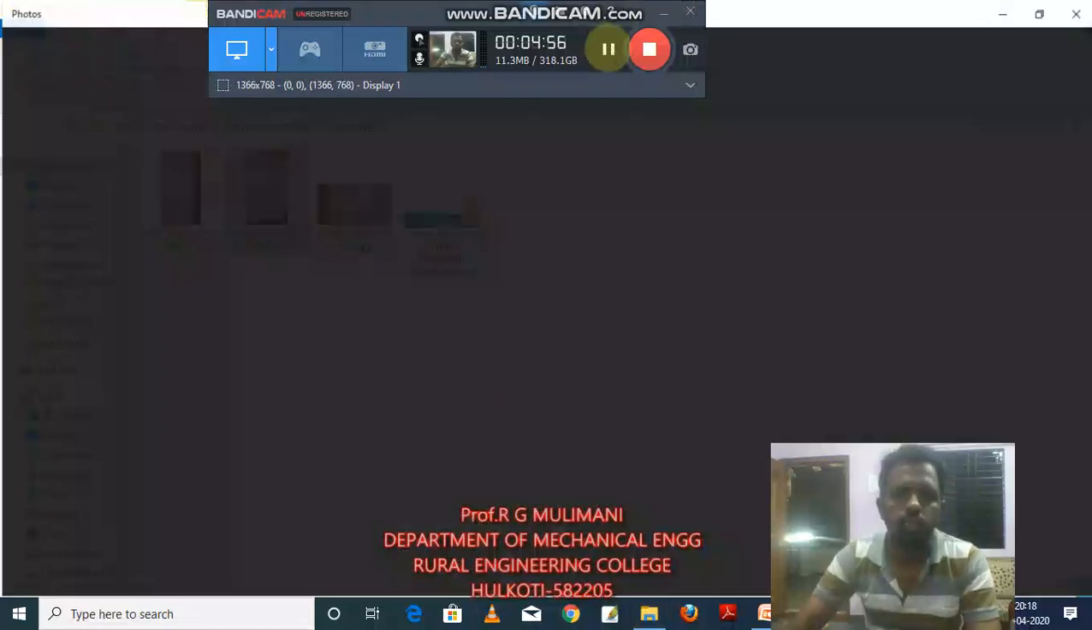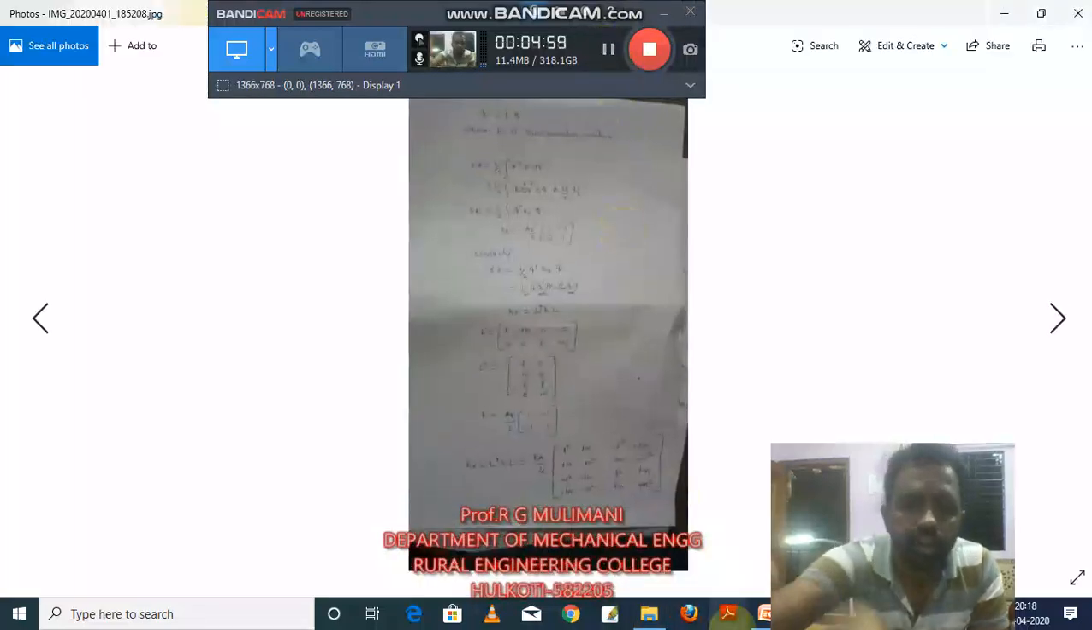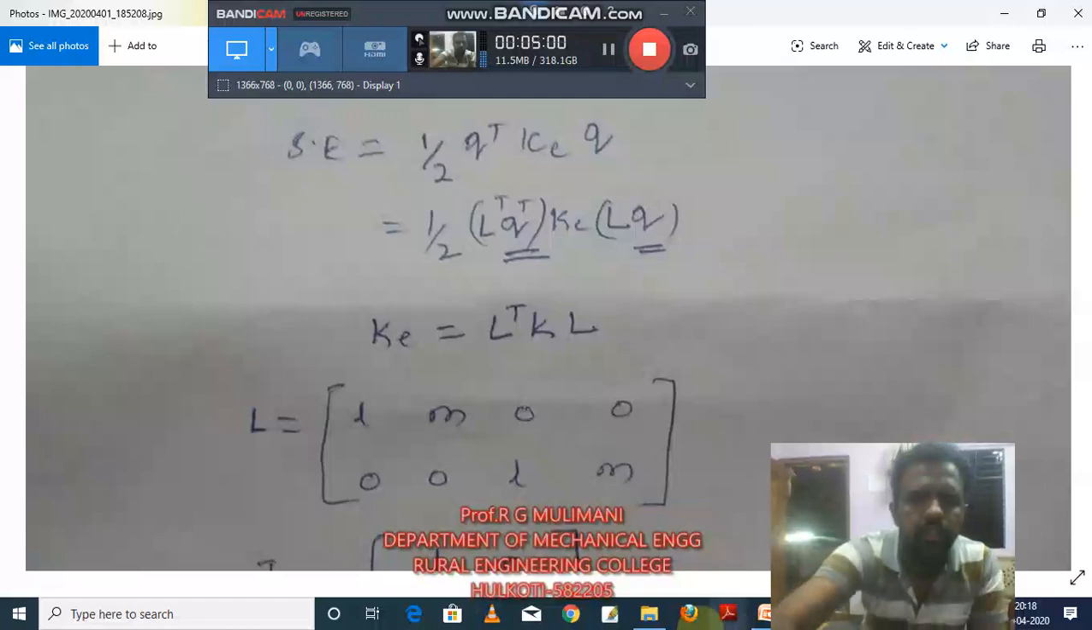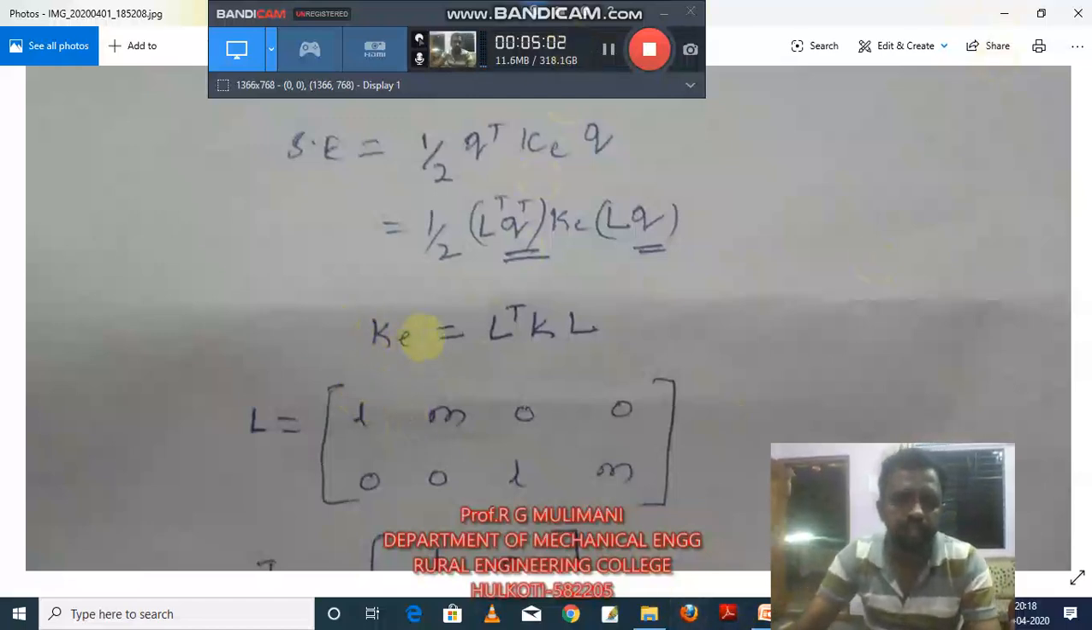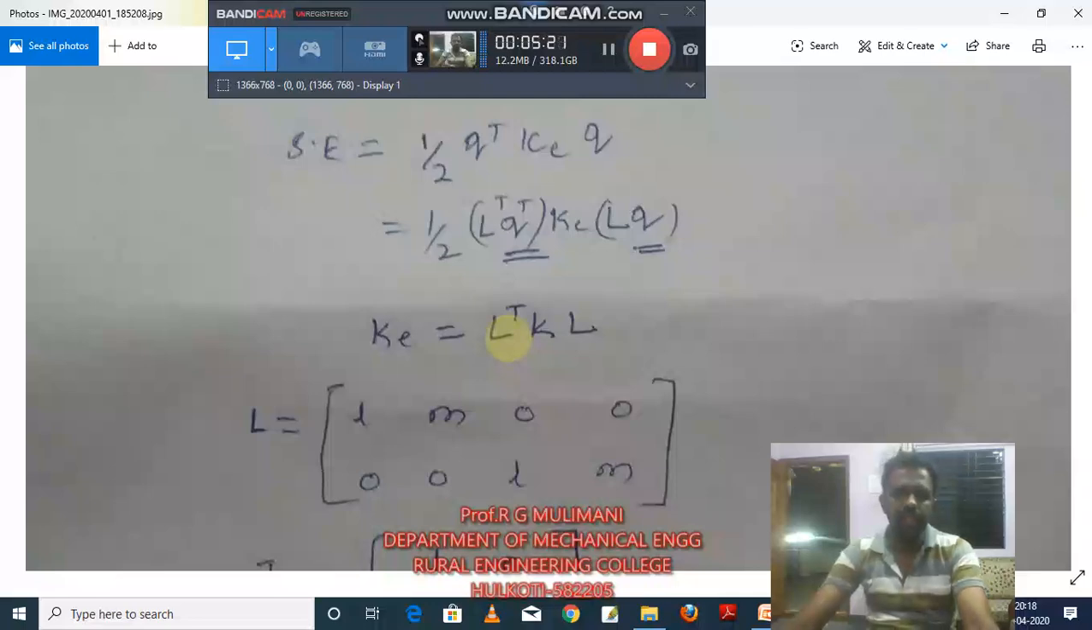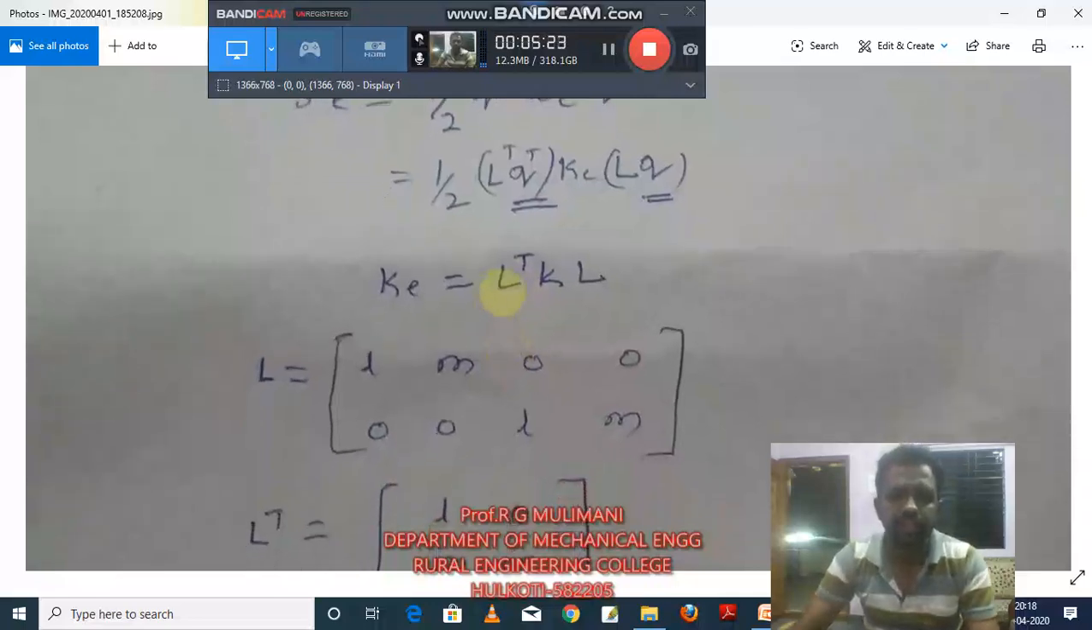Okay, now the stiffness matrix Ke is equal to LT K L. What is L here? It is the transformation matrix. How does this transpose come? It is from the strain energy equation. Removing all the displacement values, we will get this stiffness matrix. L is the transformation matrix.